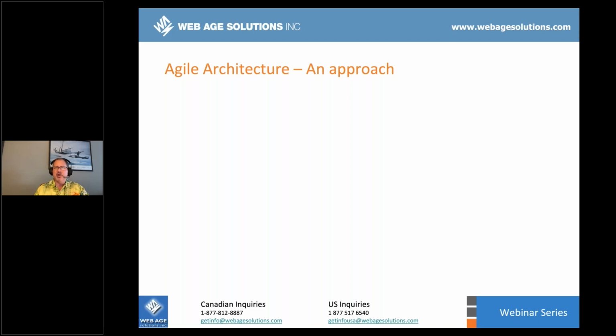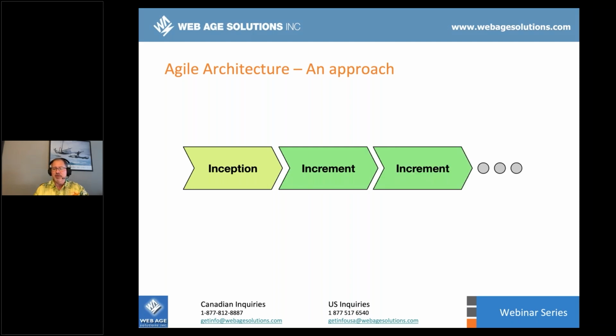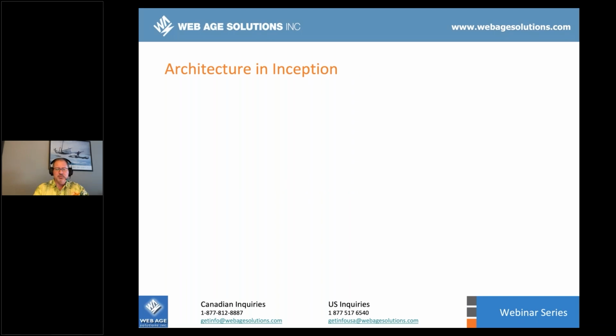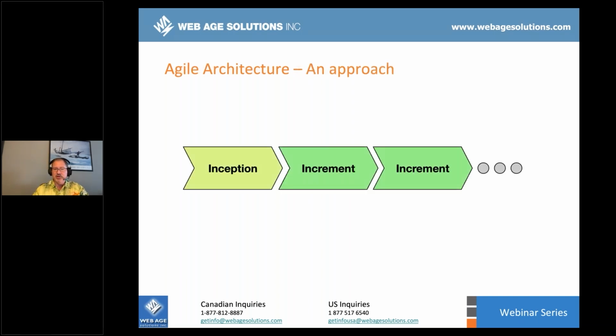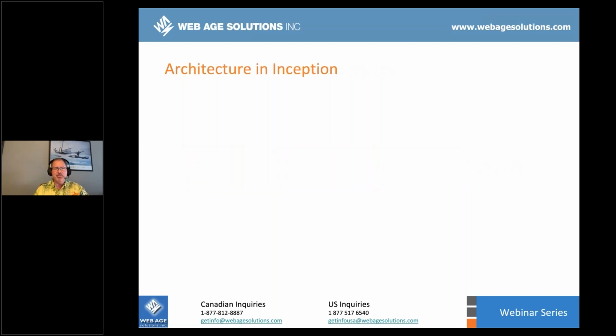And this is the basic structure of agile development in SAFe, and again, lots of other methods as well. We're going to assume that we start with an inception phase, and then we move through a number of increments. And in each of those increments, we're delivering software using sprints, and actually we tend to sprint in inception as well, where we have a process for starting up and then gradually delivering value. So where does architecture play? Well, let's start looking at inception.